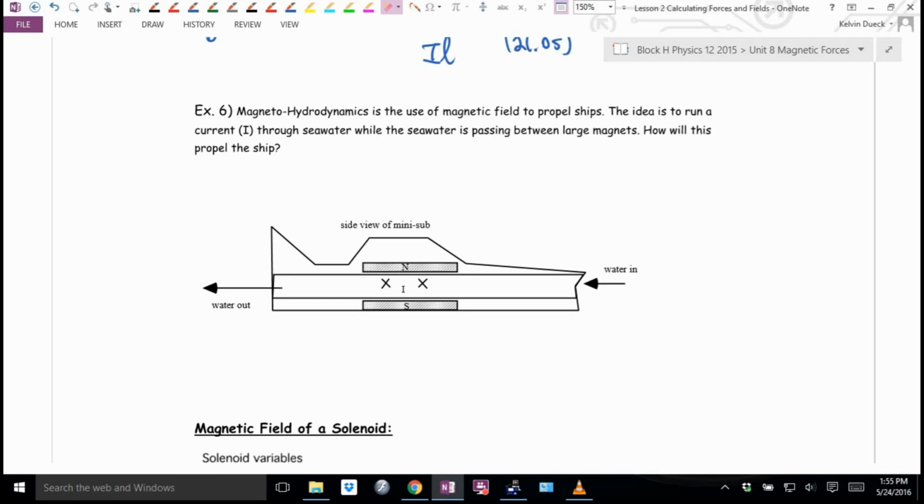Where is the north pole of the magnet? Top. Where is the south pole of the magnet? Bottom. Magnetic field lines point from what to what? Let's draw in the magnetic field lines. The magnetic field lines would look like this. So far, so good? Those have no moving parts, right? Ready? So, with this setup right here, which way is the current flowing?